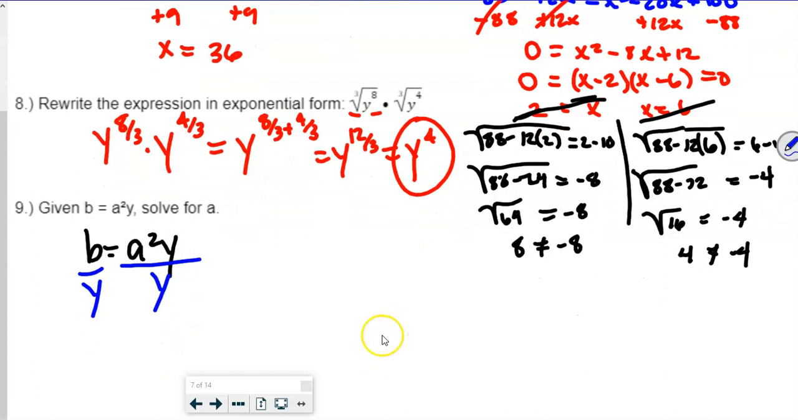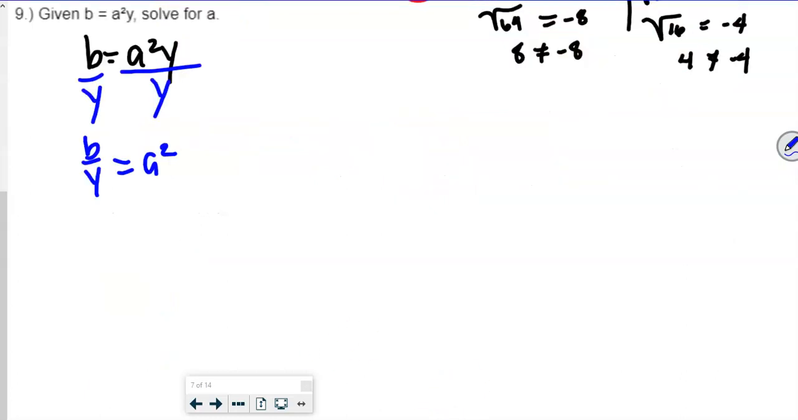So my next step down here is going to be b over y is equal to a squared. Now, how do I get rid of an a squared? We take the square root, right? So I'm going to take the square root of this, and I'm going to take the square root of this. So that's going to give me the square root of b over y is equal to a. And that's my answer.